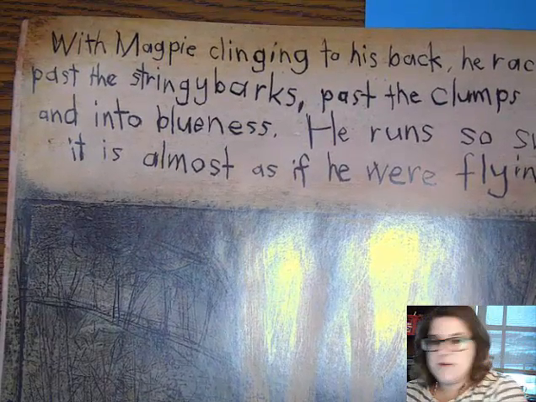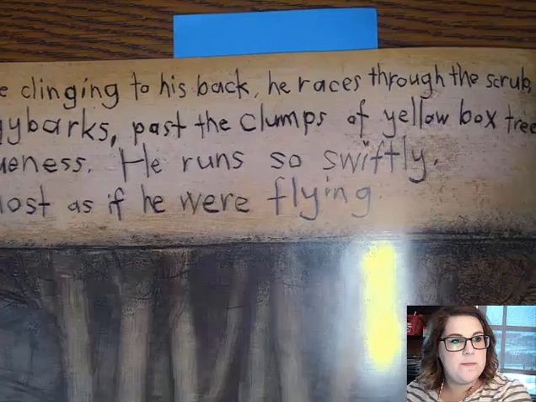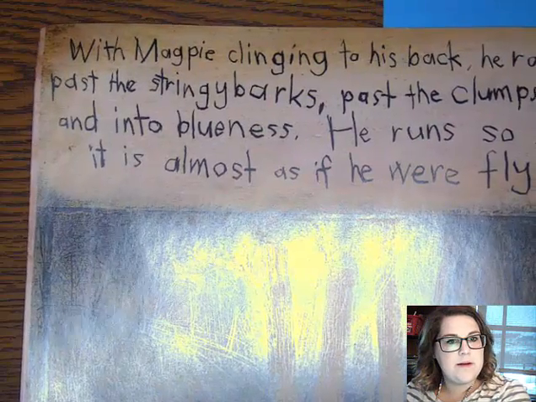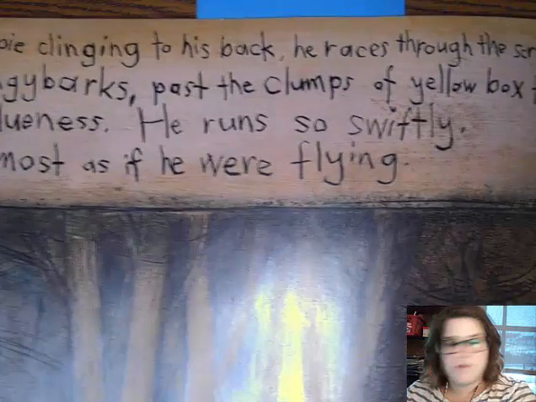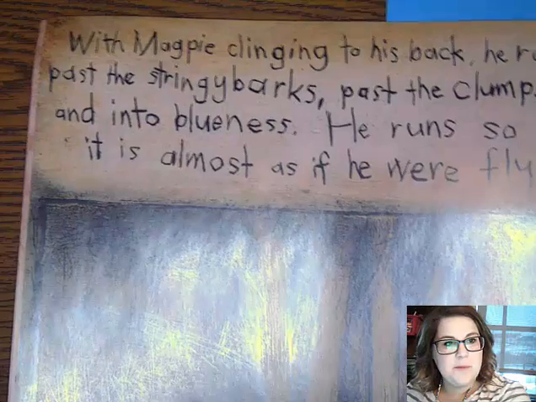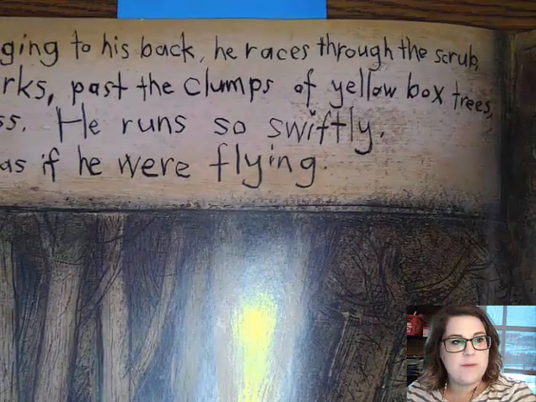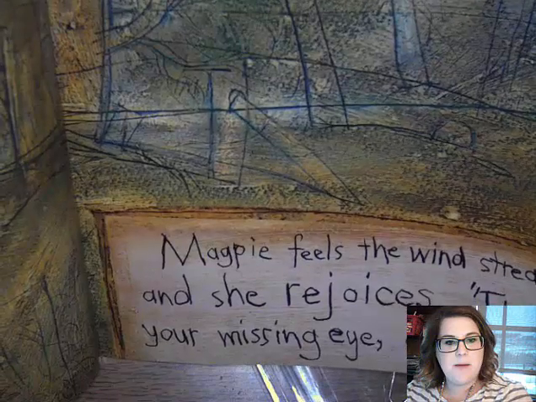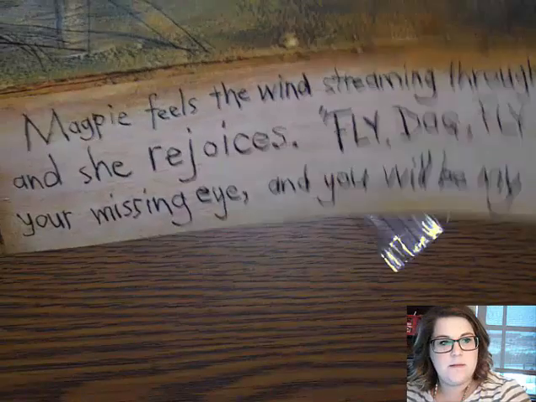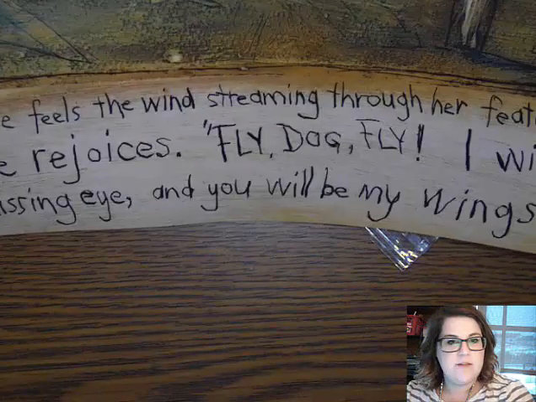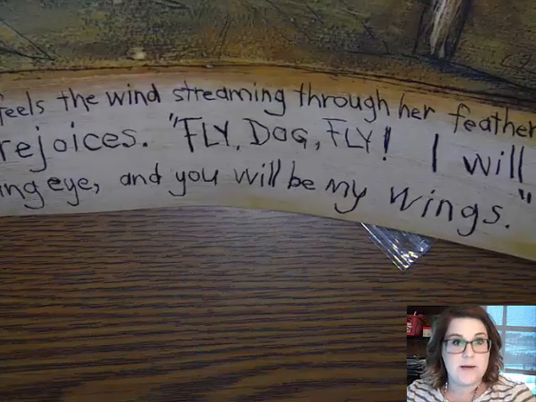With Magpie clinging to his back, he races through the scrub, past the stringy barks, past the clumps of yellow box trees, and into the blueness. He runs so swiftly. It is almost as if he were flying. Magpie feels the wind streaming through her feathers, and she rejoices. "Fly, Dog, fly. I will be your missing eye, and you will be my wings."